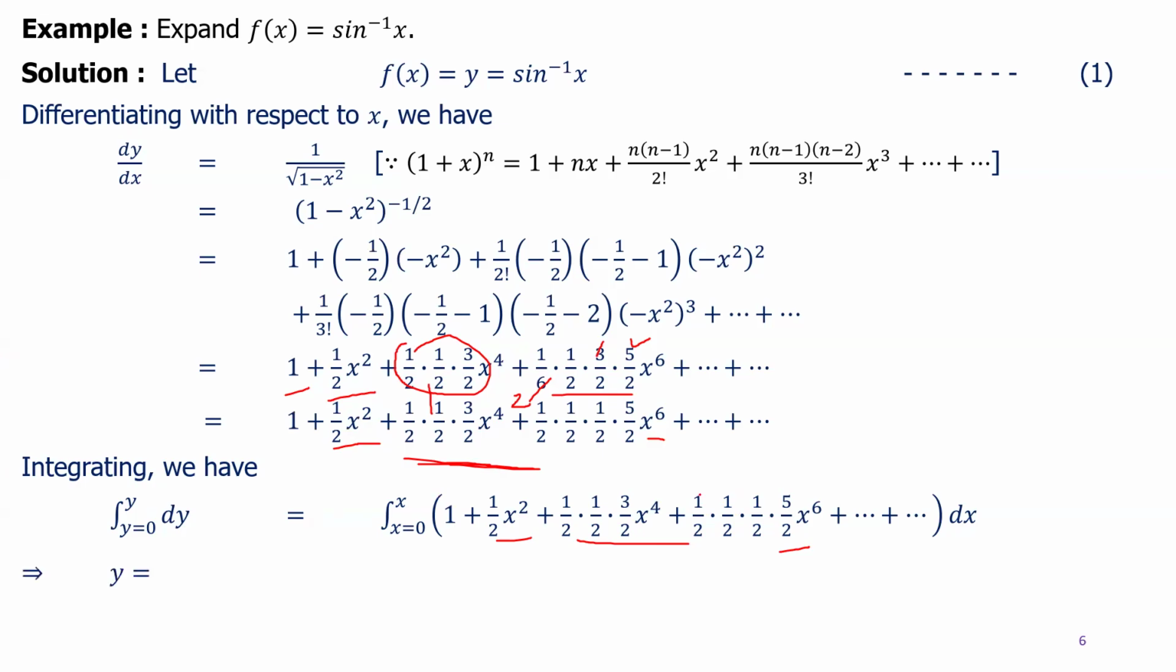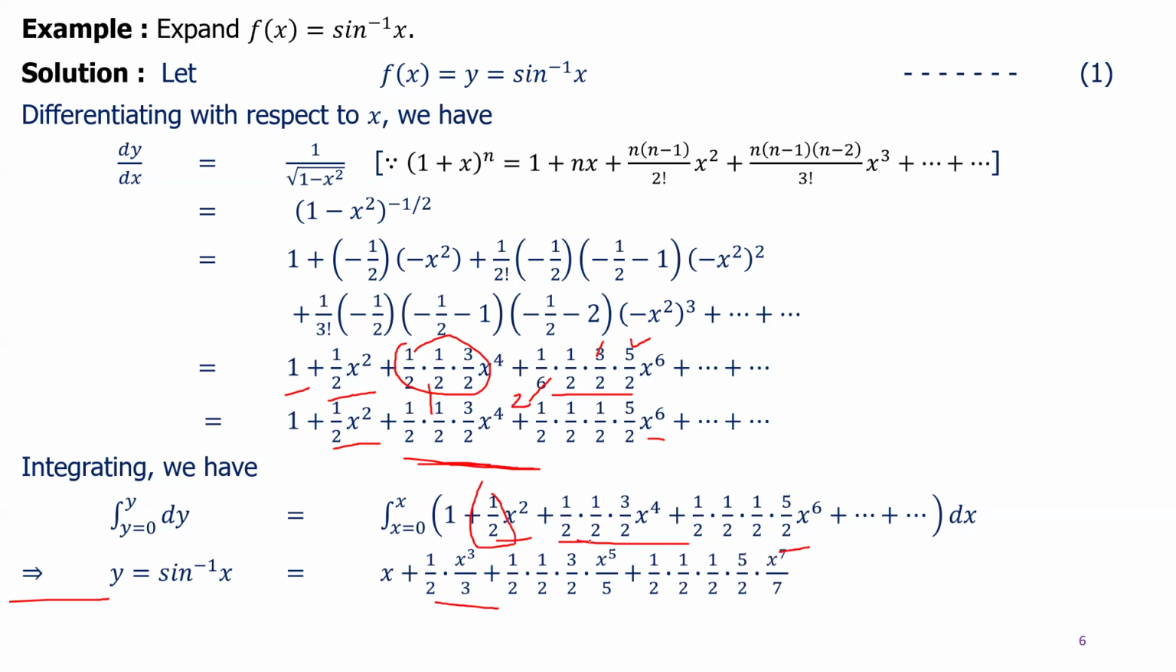Now, if we use the integration, we know that the integration of 1 is nothing but x. Then integration of x square is x cubed by 3. So 1 by 2 is the initial part. This 1 by 2 into 1 by 3 x cubed by 3. Then 1 by 2, 1 by 2, 3 by 2. So this term is similar, it is taken from the previous part.